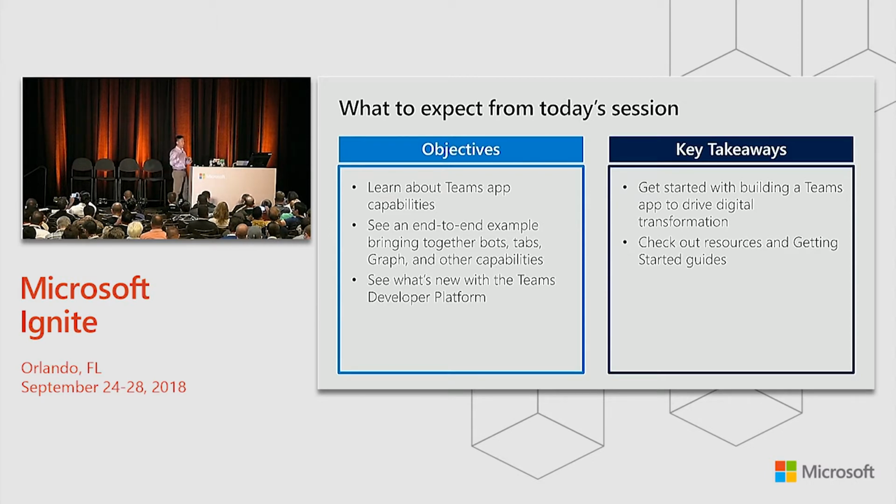There are a lot of opportunities to connect your existing investments, whether it's SharePoint or Graph, and bring that into Teams and deliver that to your end users. You're going to see some end-to-end examples of how we bring these capabilities together with bots and tabs and other extensions. We're also going to talk about what's new. There are a number of cool new capabilities and features that we are announcing at Ignite this year for the Microsoft Teams developer platform. And really we want you to walk away with an understanding of the opportunities and hopefully check out our documentation and our website to learn more about the Teams developer platform.